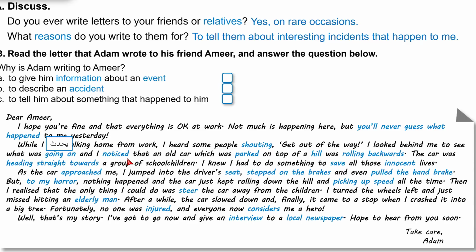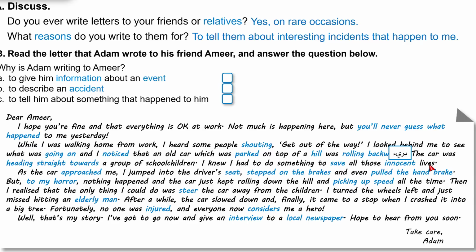And I realized that an old car which was parked on the top of a hill. The car was put for a period of time on top of a hill. A small mountain was rolling backwards, moving backwards. The car was heading straight towards a group of school children. Heading straight towards, moving directly in the direction of school children. I knew I had to do something to save, to rescue all those innocent lives. Innocent, they have done nothing wrong.